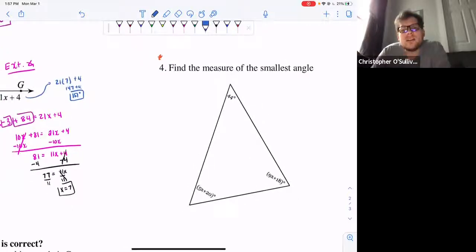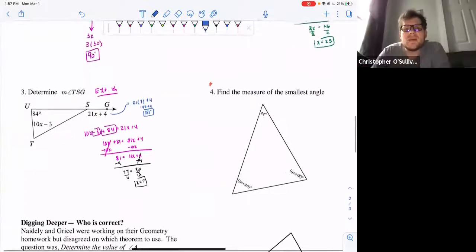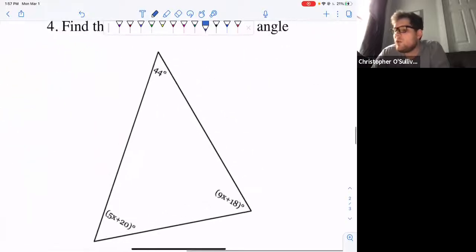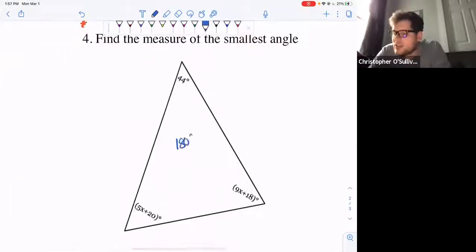Miss C, is this triangle sum or exterior angle theorem? This is triangle sum. Perfect. And ladies, just so we can make sure we're on the same page, this is triangle sum because it does not have that line extended out of my image. So if we know that the angles in a triangle all add up to 180 degrees, I can take these angles, add them up, and set them equal to 180.